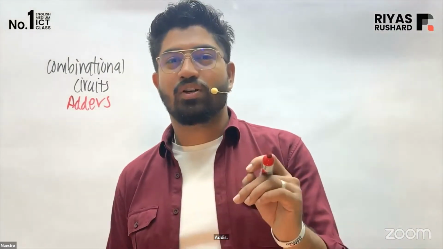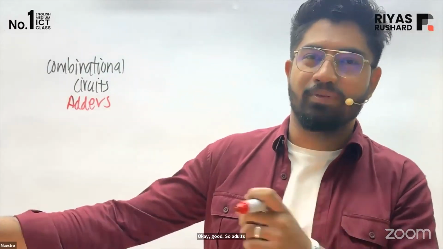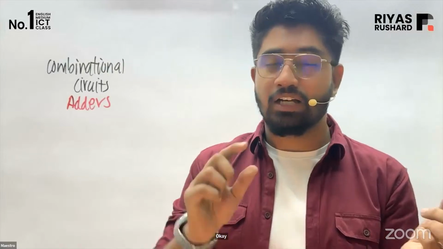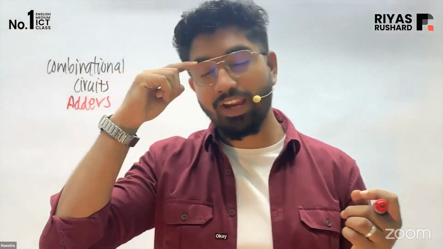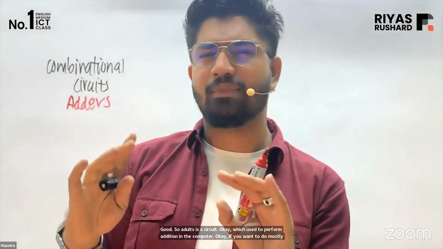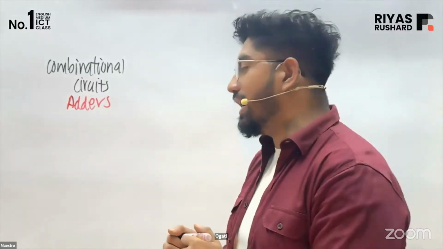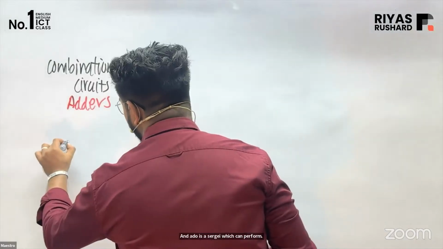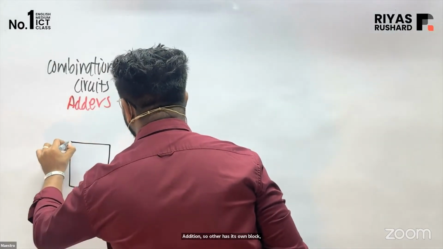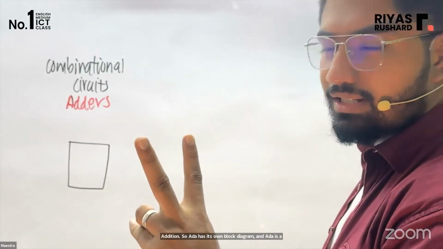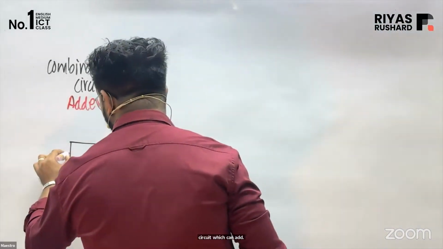Okay, good. So an adder is a circuit which is used to perform addition in the computer. If you want to add a couple of bits, an OR gate's characteristics work like addition, but it doesn't perform addition. An adder is a circuit which can perform addition. So an adder has its own block diagram. An adder is a circuit which can add two single bit numbers. You can add two single bits.